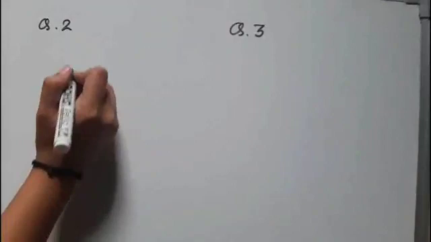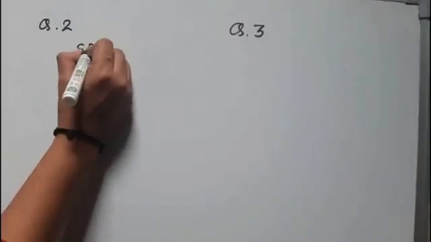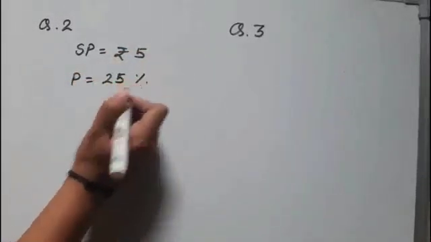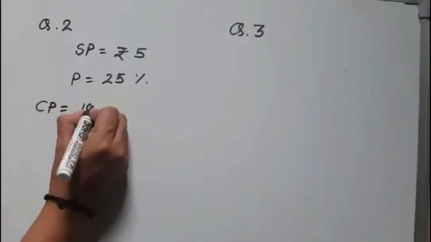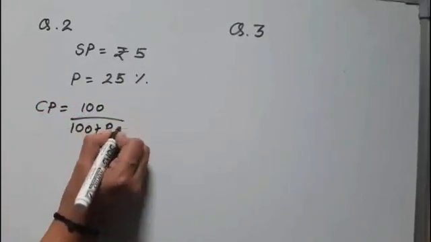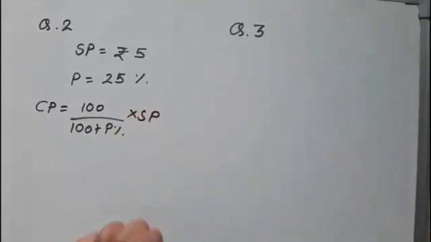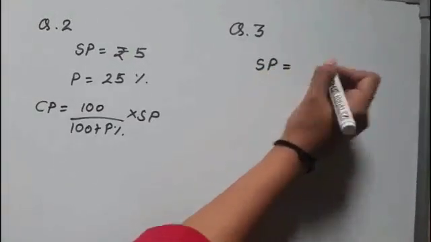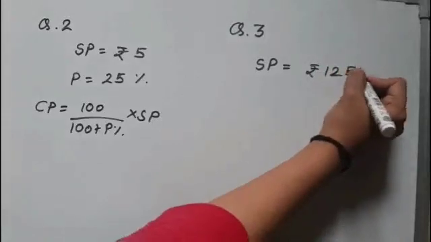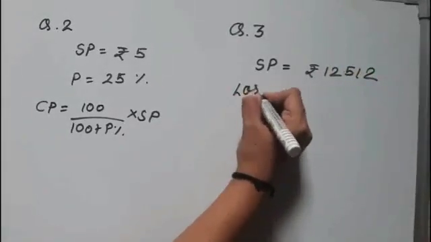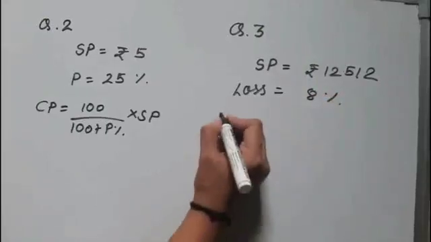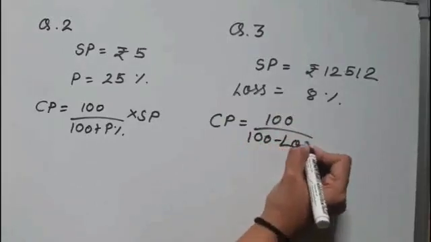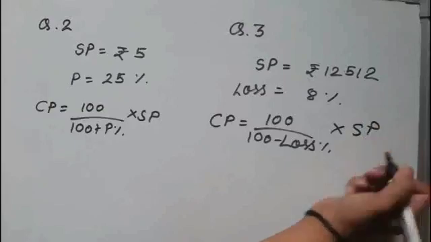In question number 2, you will have selling price rupees 5 and profit of 25%. Simply again you have to use the formula of cost price, 100 upon 100 plus profit percent into SP, and you have to do the calculation. In question number 3 also you have selling price rupees 12,512 and loss of 8%. You have to apply the formula in this question, 100 upon 100 minus loss percent into SP, and you have to calculate the answer.